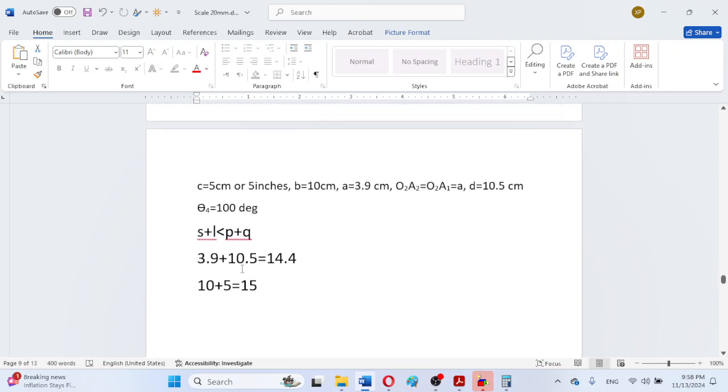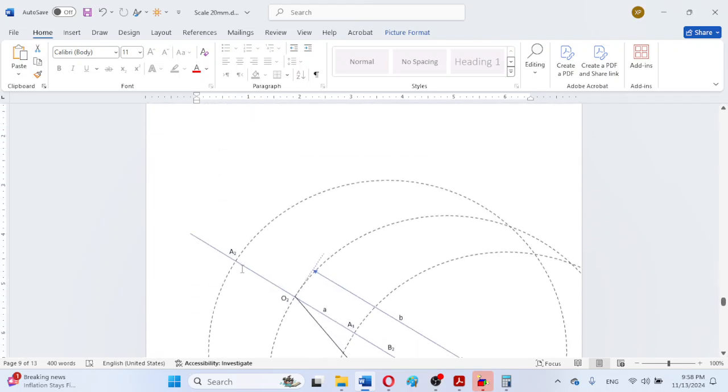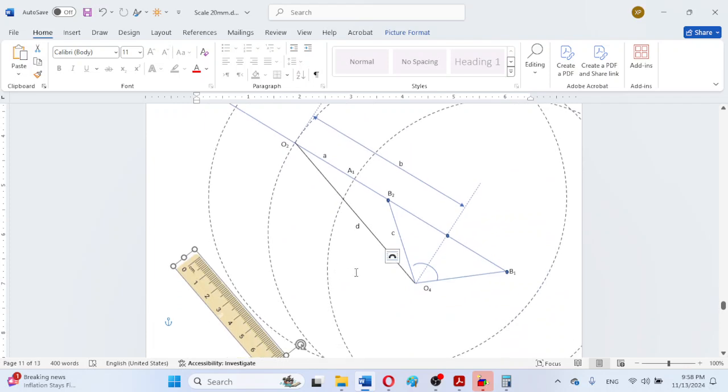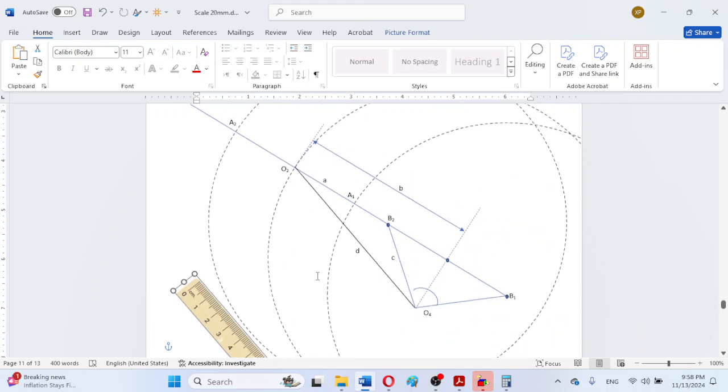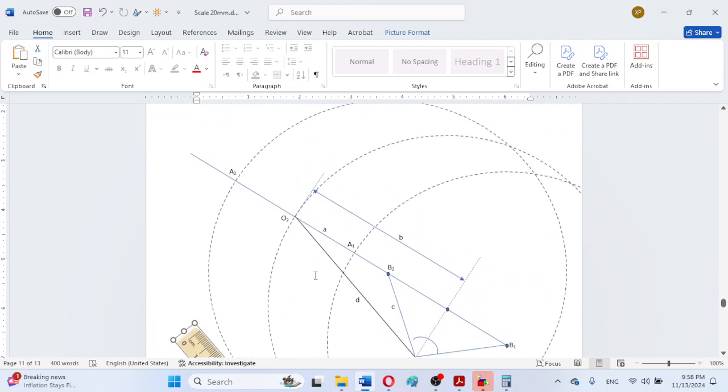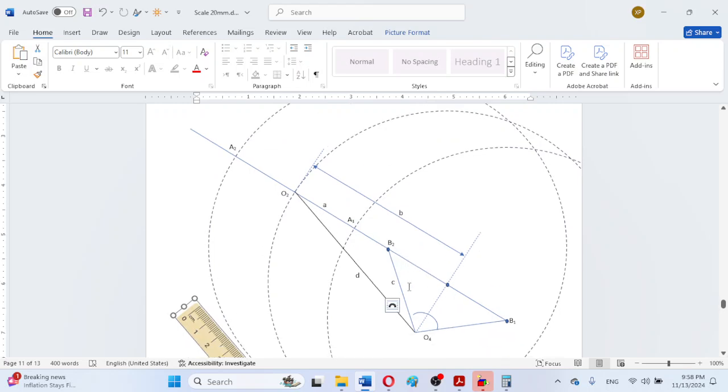So in this way, non-quick return mechanism has been explained. So using the same procedure, you can draw this dimensional synthesis for this non-quick return mechanism on A4 size or drawing sheet.